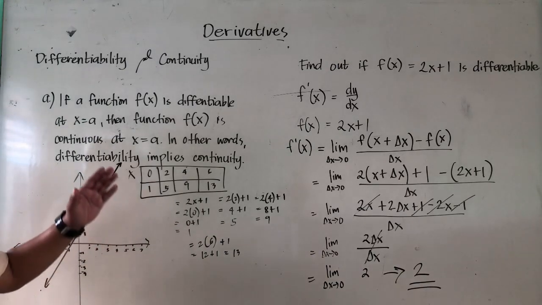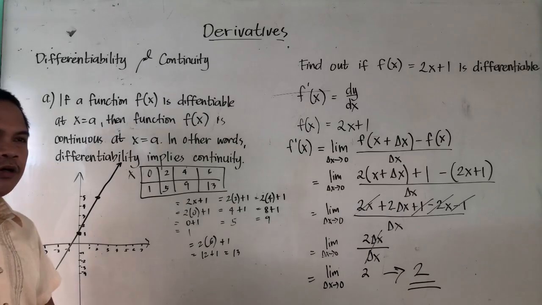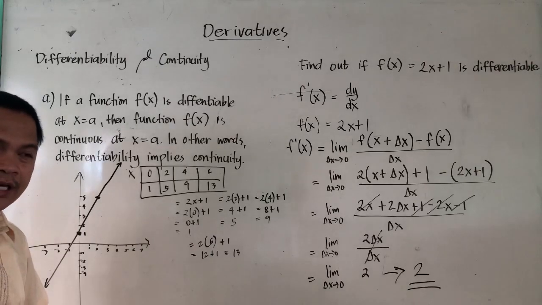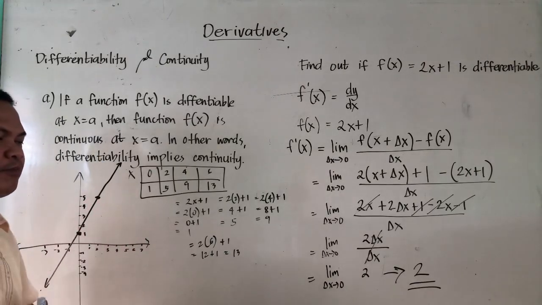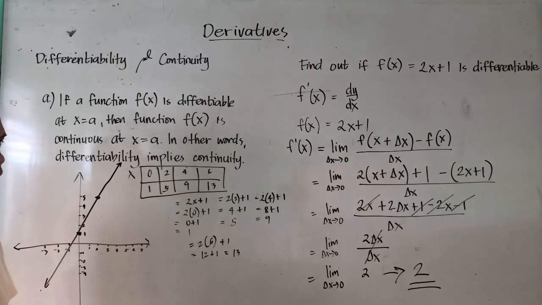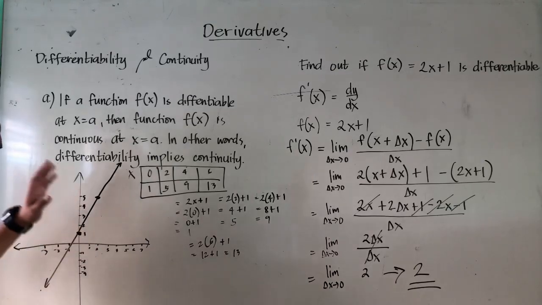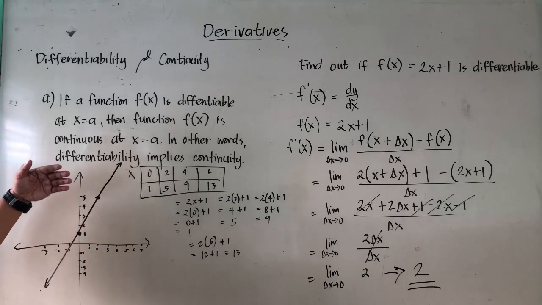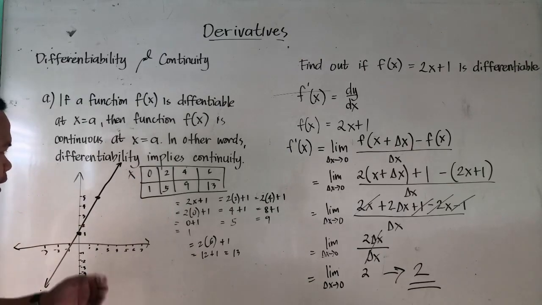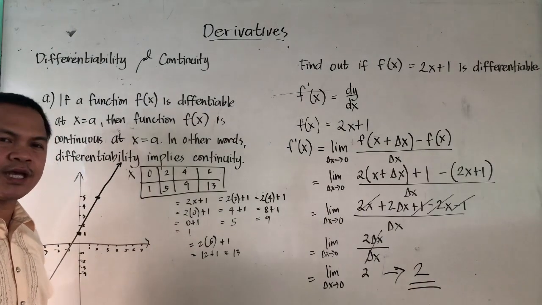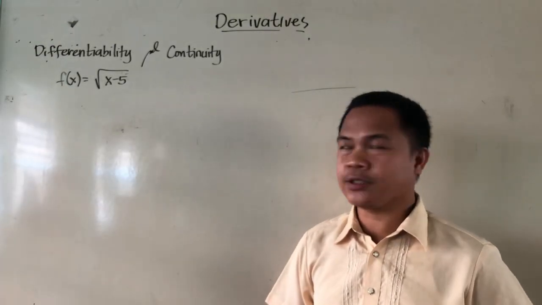So therefore, the given function is differentiable, and at the same time it is continuous at any given value of x. This function is differentiable and at the same time continuous, because automatically there is no break and no hole in the given graph. So that's it, and I do hope you understand something. Let us have another example for differentiability and continuity.